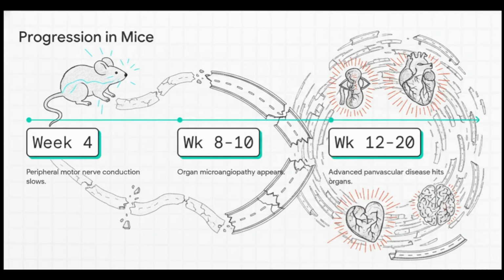Check this out. At just week 4, peripheral motor nerve conduction already begins to slow down. By weeks 8 to 10, physical structural changes appear in the microvasculature of the kidneys and the retina. And by weeks 12 to 20, boom, advanced panvascular disease violently hits the heart and brain. So the local roads crumble first, and then the major highways collapse.